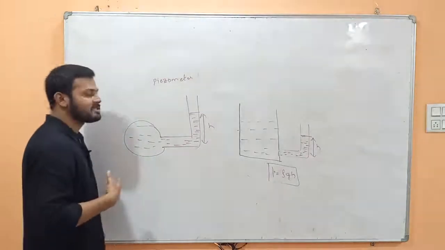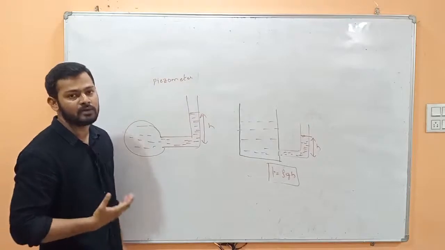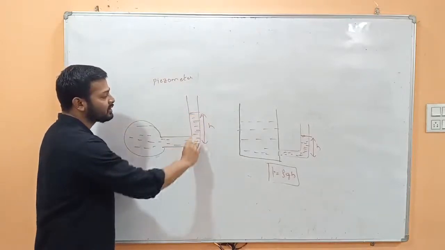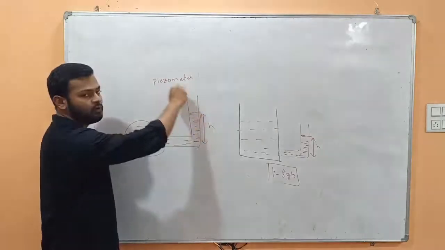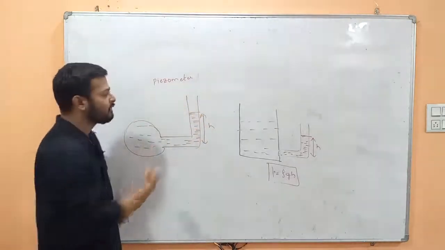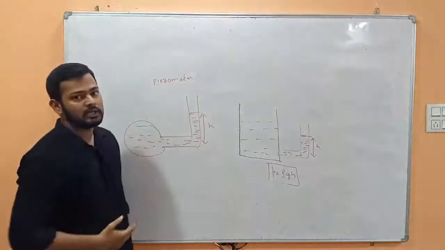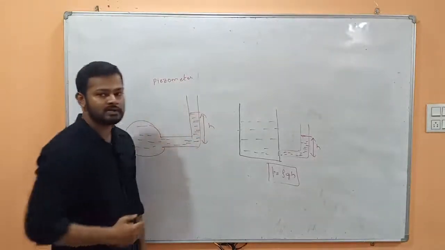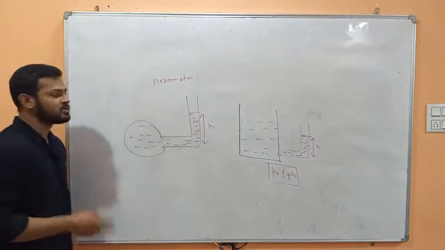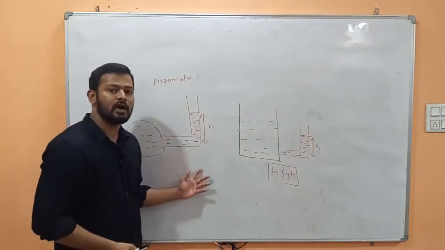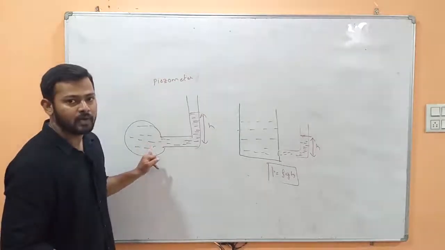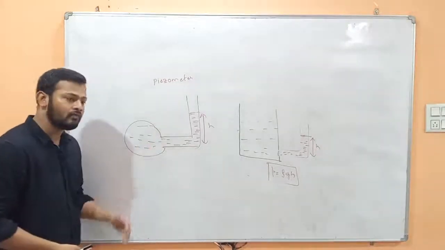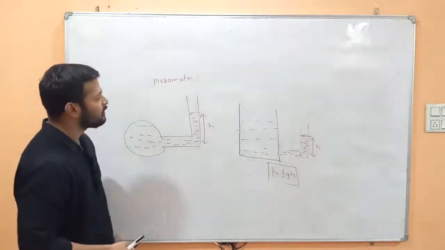So if the pressure is less than the atmospheric pressure, or very low, you will not get this height of liquid. If you have very high pressure, this liquid will overflow from the glass tube, and if you have very low pressure, this liquid can't be raised in this glass tube. So there are two limitations. You can't measure very high pressure and you can't measure very low pressure. It can only be used for measuring moderate pressures, not very high, not very low. So that's the limitation of the piezometer.